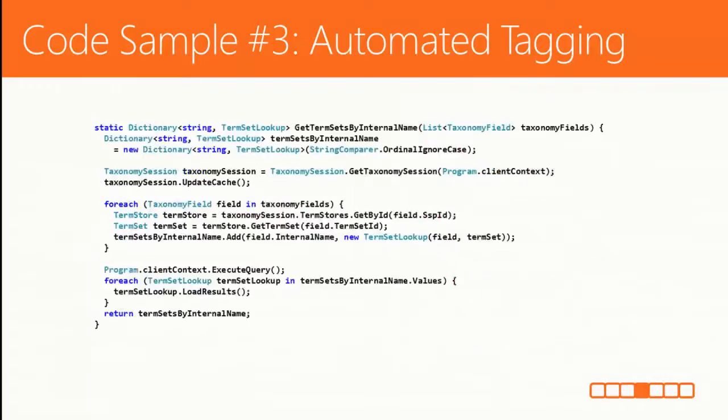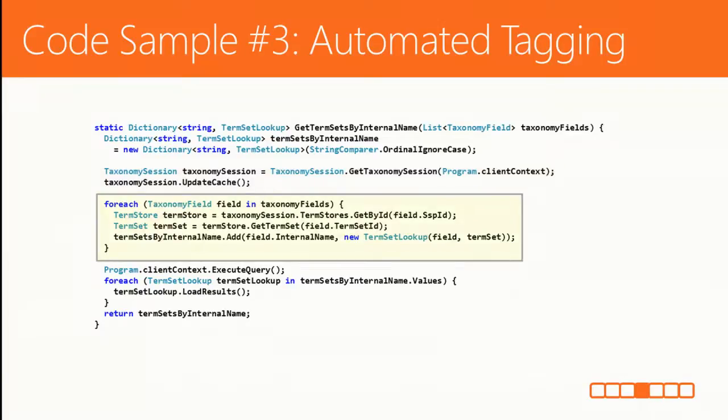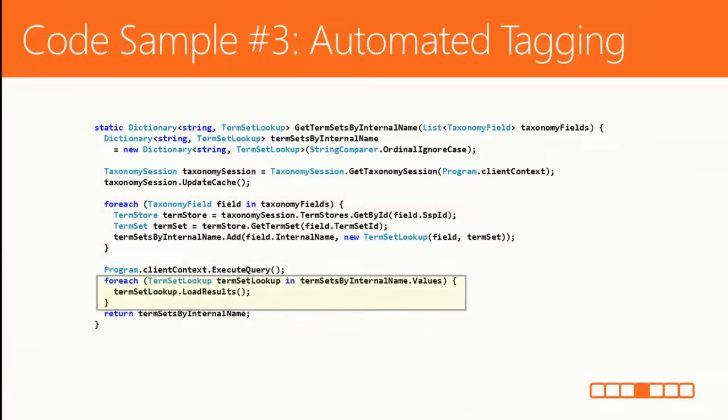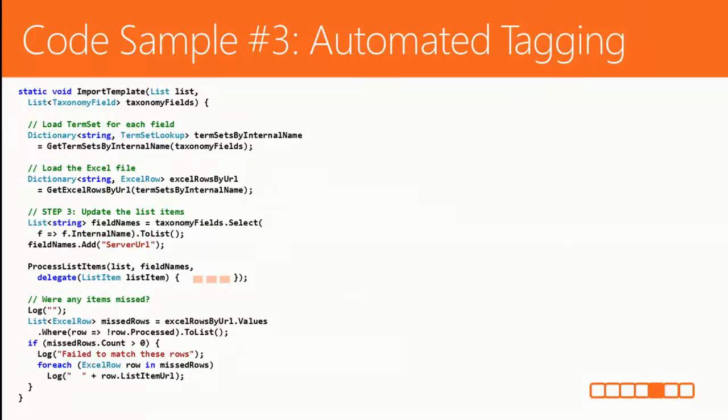Okay. And then get term sets by internal name. I'll just say this is going through, and for each of the taxonomy fields, it's going to go find the corresponding term set and load it so that we have it handy. And it's going to put it into that term set lookup class so that we can look up terms from it. I'm not going to talk about the code in too much depth, because import template is the real centerpiece of this demo. So this is me calling that slide that we just skipped. And then here is the part that reads the Excel stuff from the CSV file.